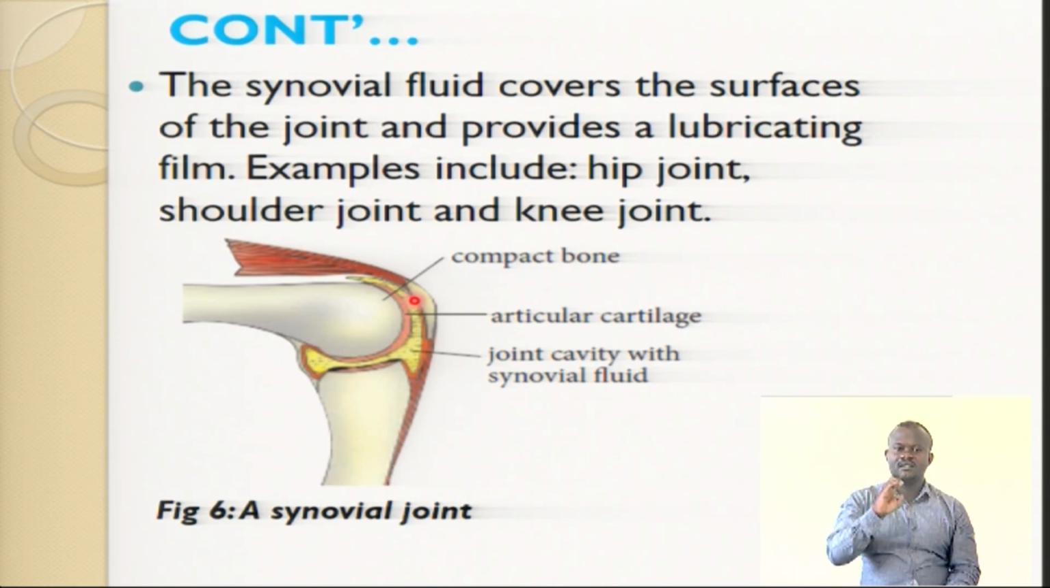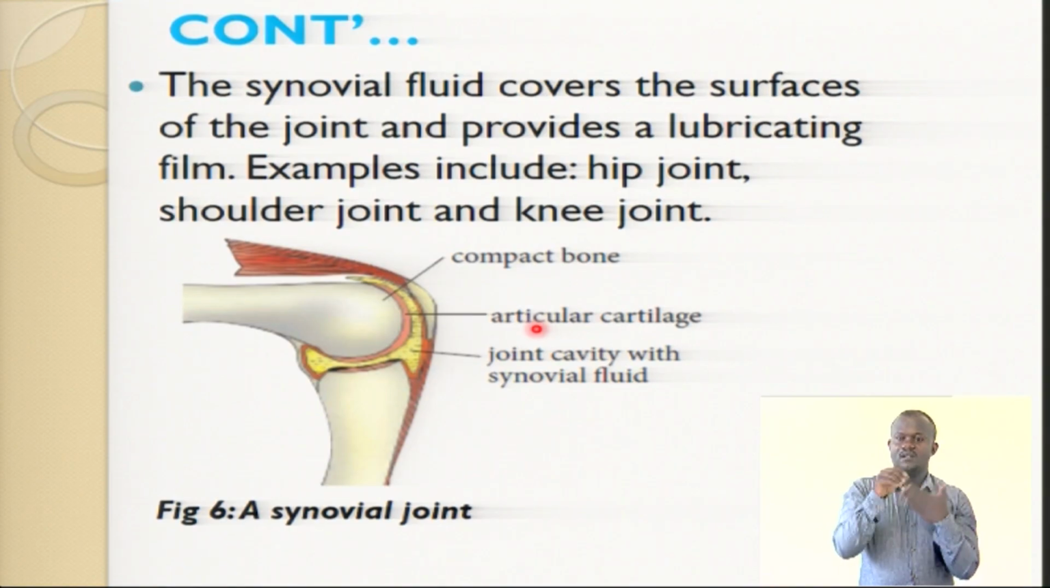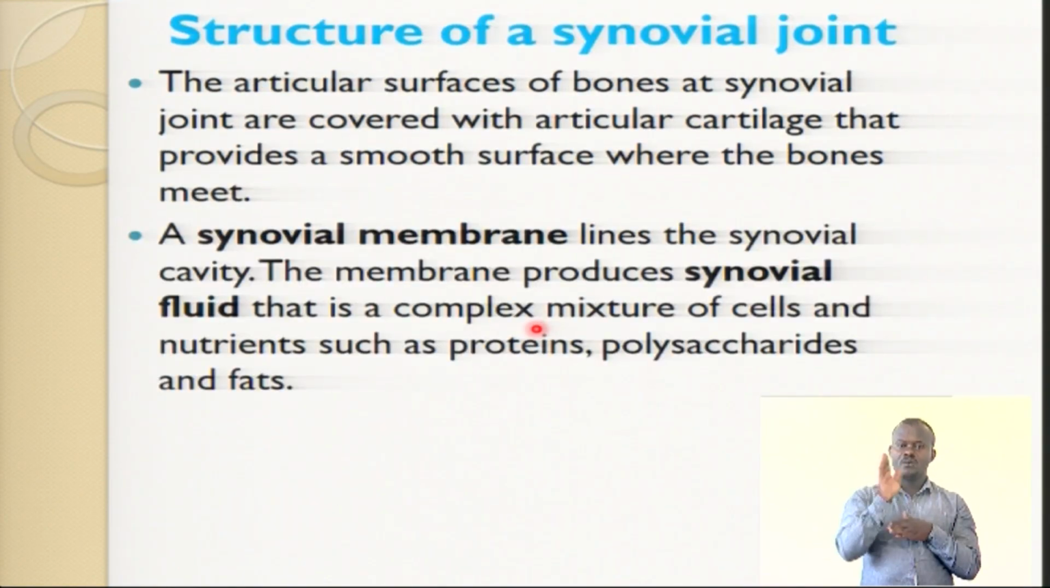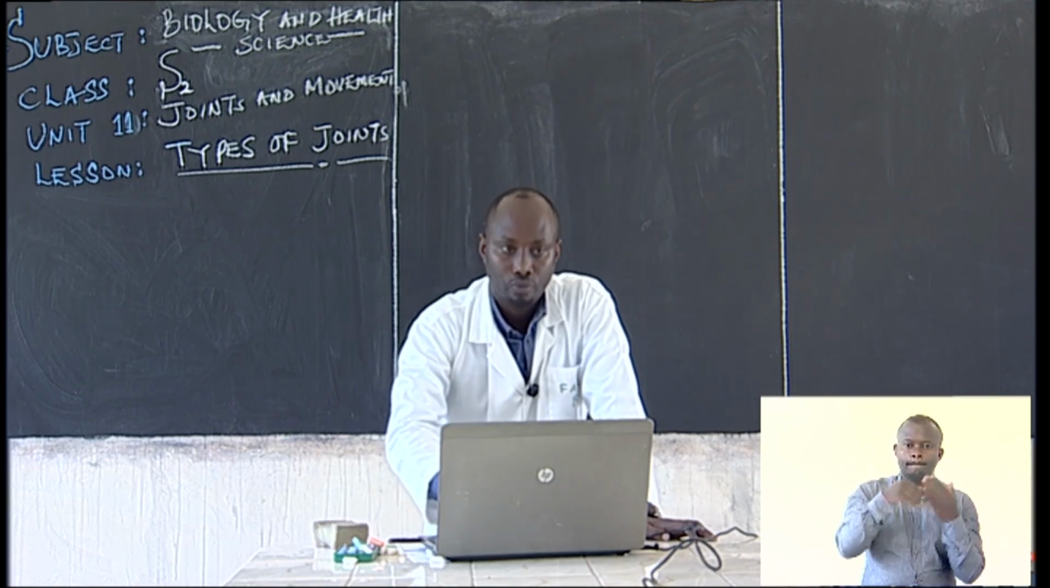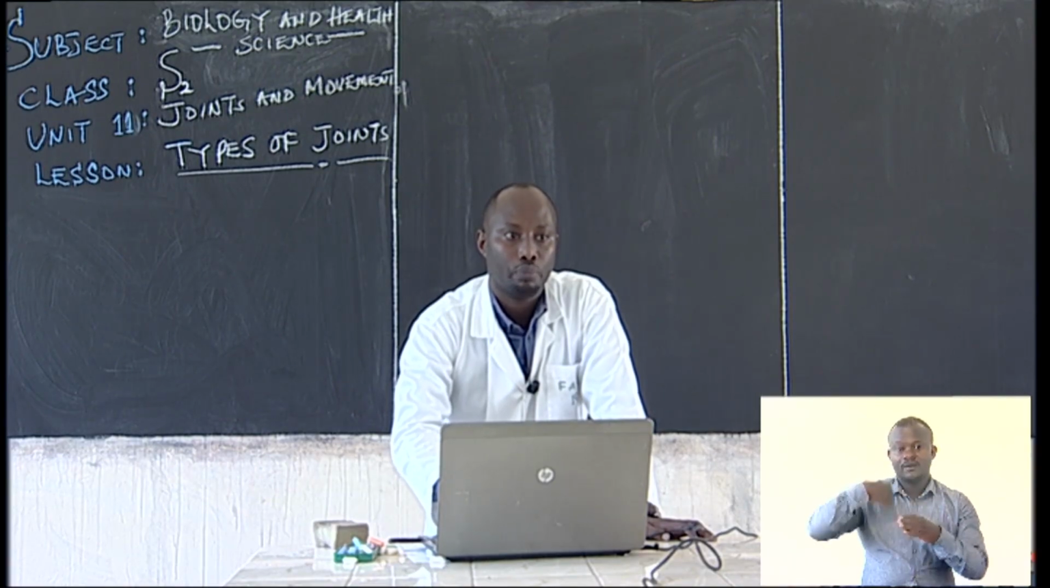Let's have the diagram. The diagram tries to show you a synovial joint. We have compact bones, we have articular cartilage, we have the joint cavity with synovial fluid. So we are coming to the end of the lesson, but before I come to the end of the lesson, I would like to go back through and remind ourselves what we've been talking about.